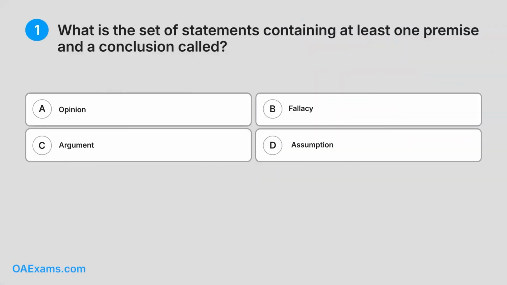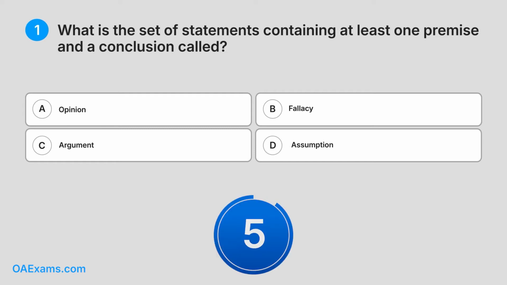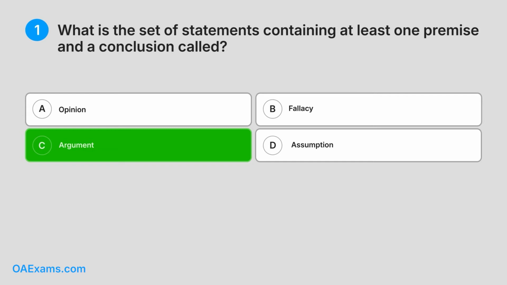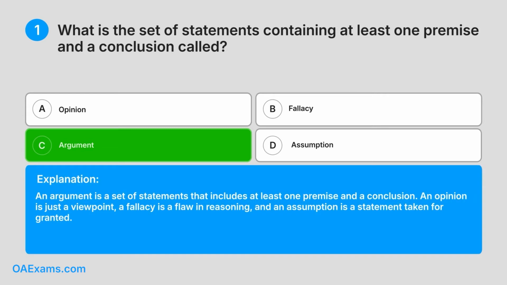1. What is the set of statements containing at least one premise and a conclusion called? A. Opinion. B. Fallacy. C. Argument. D. Assumption. What do you think is the answer? Correct answer. C. Argument. Explanation. An argument is a set of statements that includes at least one premise and a conclusion. An opinion is just a viewpoint. A fallacy is a flaw in reasoning, and an assumption is a statement taken for granted.